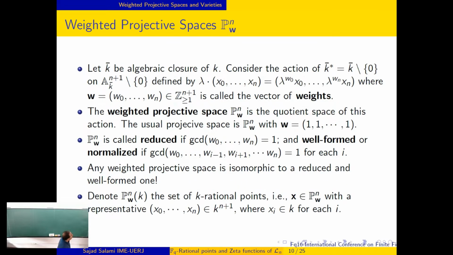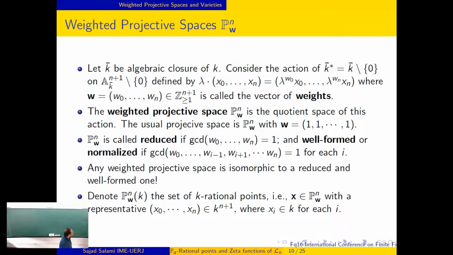Okay. So let's see what the weighted projective spaces are. We can consider K-bar, the algebraic closure of K, and consider the non-zero elements that act on these finite spaces in this way, where we have the weight vectors given by positive integers. So the weighted projective space can be seen as the quotient space of this action, and the usual projective space is nothing but the weighted projective space with weights 1, 1, 1.